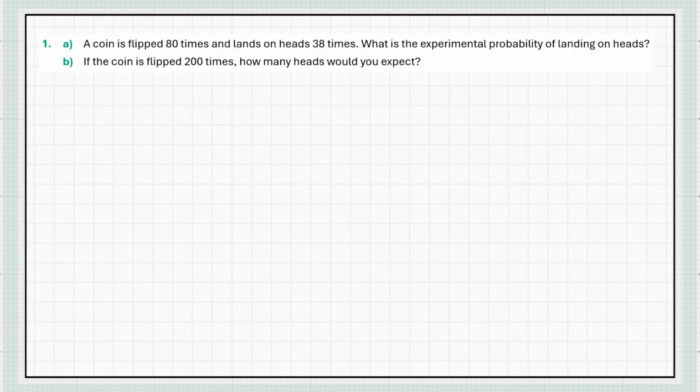Alright, welcome back. So now we're going to be looking at another type of question when it comes to experimental probability, and that's going to be about the expected number, or what we would likely expect to see based on theoretical probability. So let's get started.